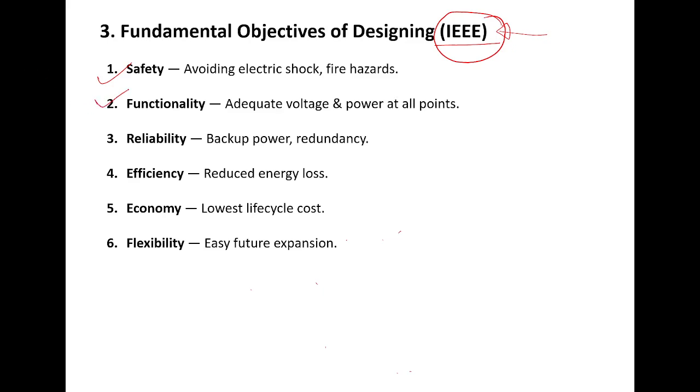Then functionality means proper voltage should be maintained. There should not be a voltage drop or a voltage dip in your system, and you are getting proper, enough supply at all points of the system. Then reliability: there should not be any power cut, or if there is any power cut, it should be resumed within some seconds by your backup power supply like DG. So this is very important, reliability.